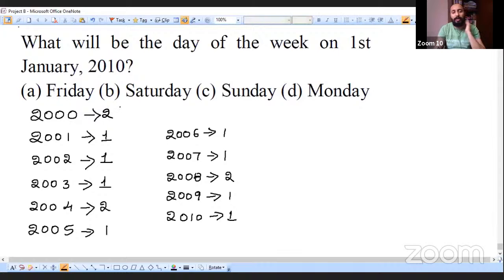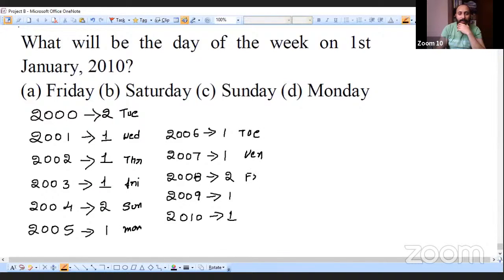Okay. So Sunday, Monday, this is Tuesday. This is Tuesday, Wednesday, Thursday, Friday, Saturday, Sunday. Okay. Monday, Tuesday, Wednesday, Thursday, Friday, Saturday, and Sunday. So 2010 first is Sunday. Sunday is the right answer.